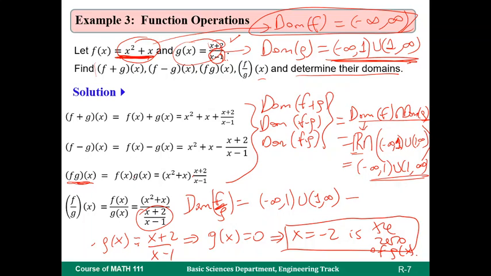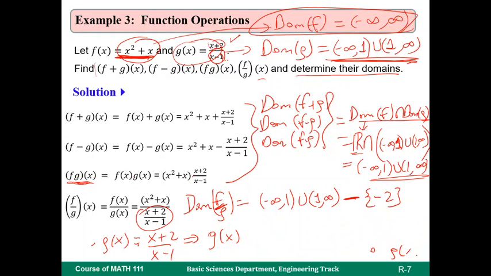Then we have to remove this element from this set. How can you remove it? You just remove minus 2 from this set. Okay, I want to show you how to remove it. So this is the set here. We have from 1 to infinity.